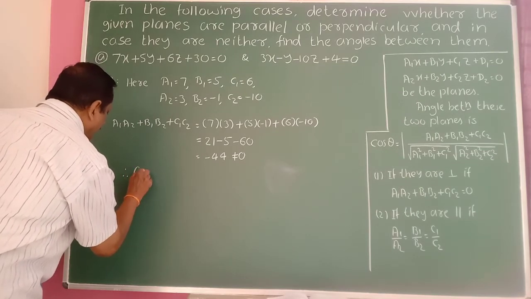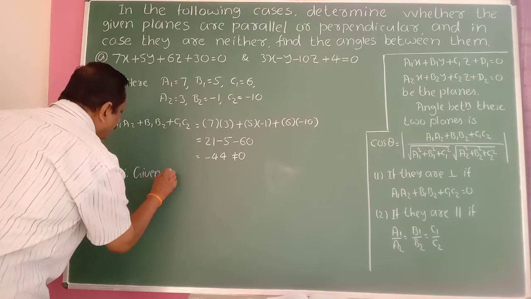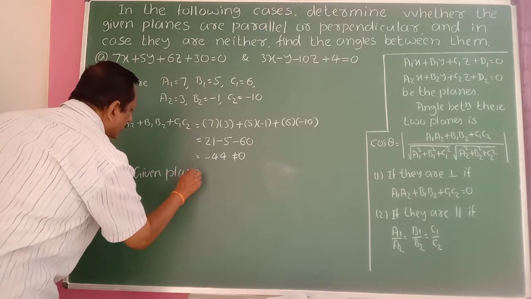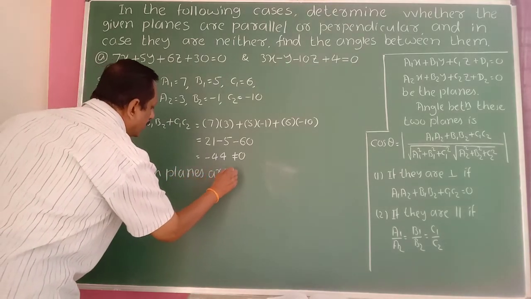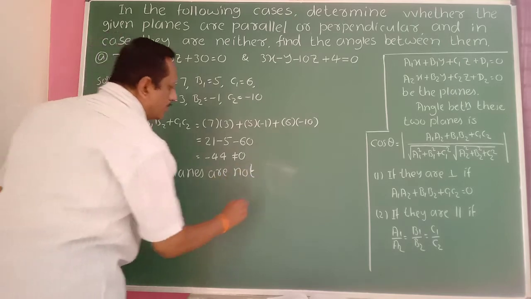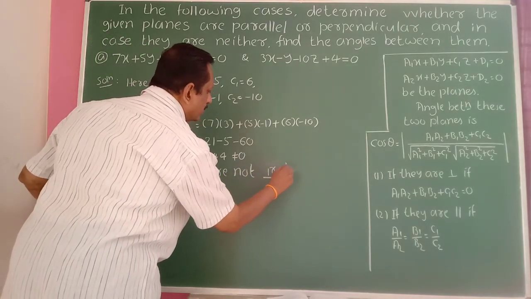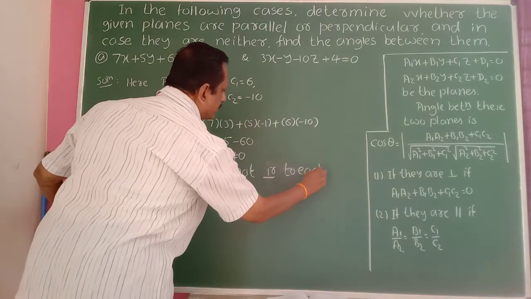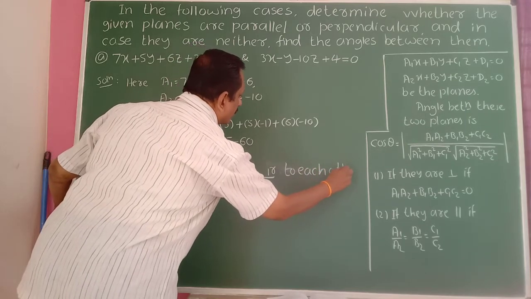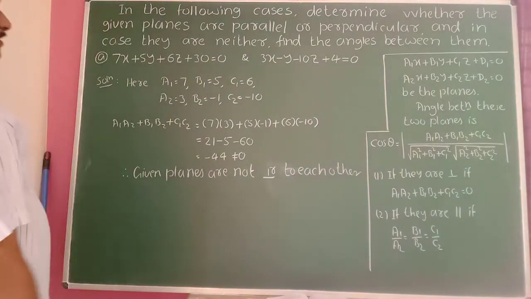Given planes are not perpendicular to each other. They are not perpendicular to each other.